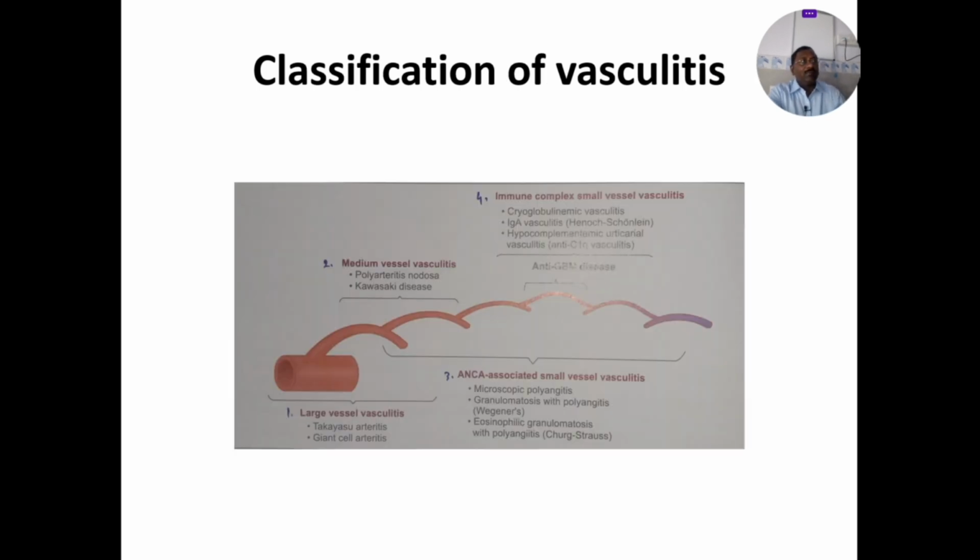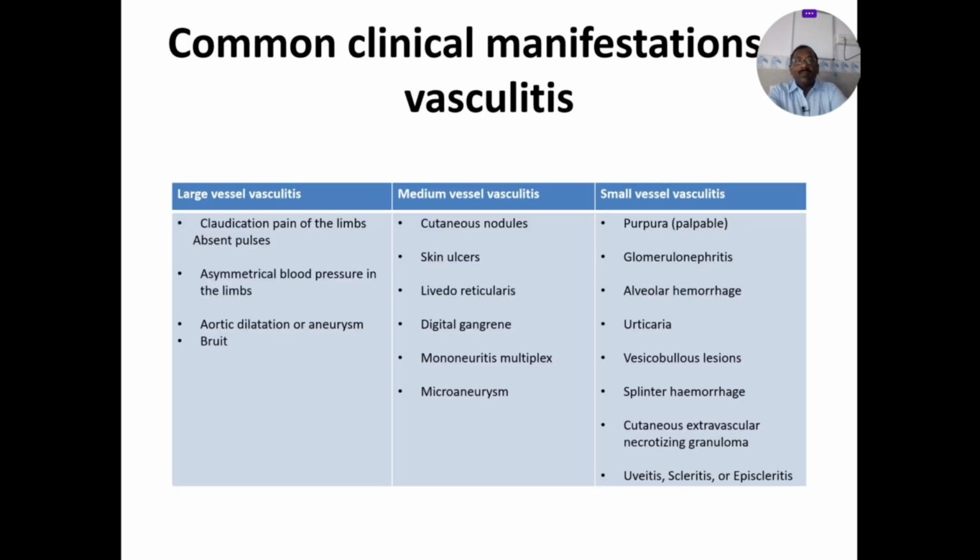So this is depending on the vessel. Large vessel, then medium vessel, then small vessel. Large vessel, GT, that is giant cell arteritis and Takayasu. And medium vessel is PK, not Prashant Kishore, but polyarteritis nodosa and Kawasaki, PK. Small vessel. Then common clinical manifestations of vasculitis.